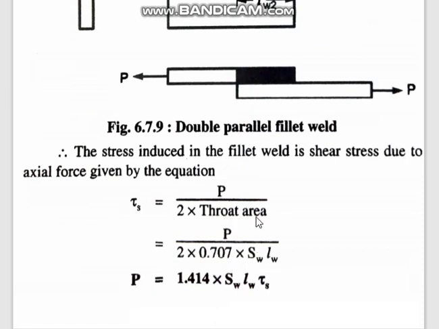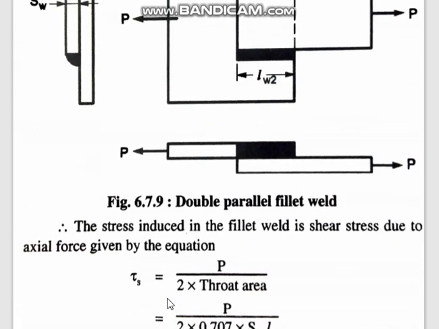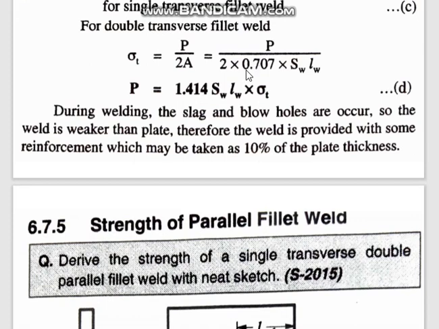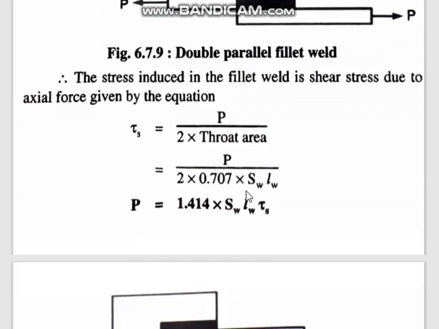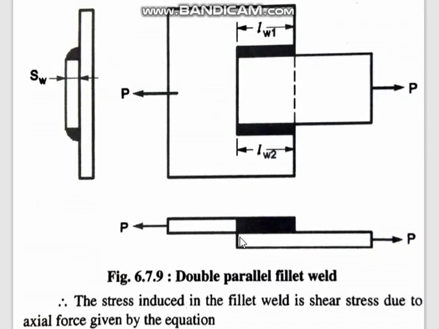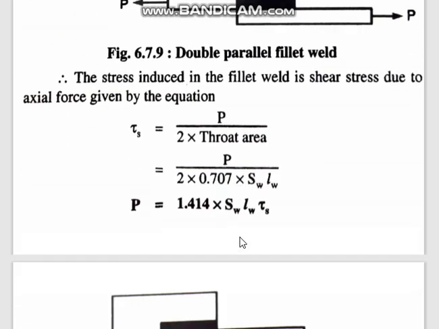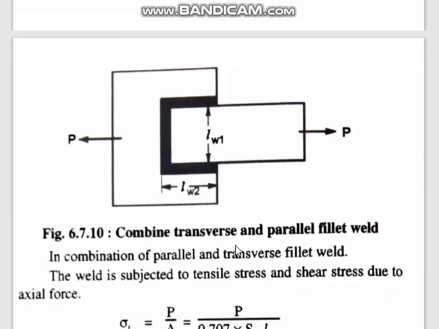So we have this throat area, as we derived before, equal to 0.707 into SW into LW, upon 2. And therefore P will become this equation. This equation is much similar to this equation, only that here tensile stress is there and here it is the shear stress. So this is the double parallel fillet weld. Now let us come to the combined transverse and parallel fillet weld.